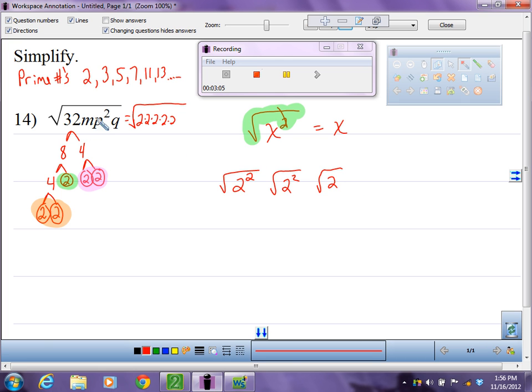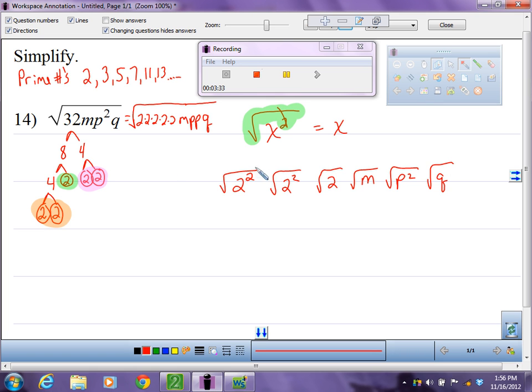And you can do the same thing with the variables, okay, the letters. I have 1 m because there's an invisible 1 power. Well, there's nothing I can do there. It's still under the square root, right? I've got the p squared. I can write it as p squared because I need squares. There's 2 p's right there. And I also have the q, which is under the square root, or inside the square root.